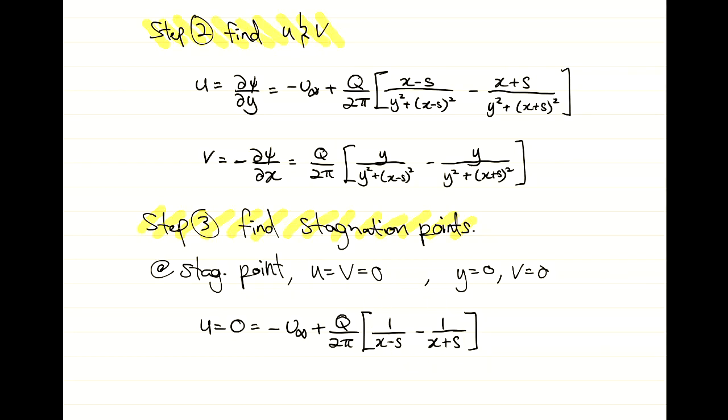Okay, so all I do then is just rearrange this equation here. So hopefully you can see that I'm going to get x squared equals qs over u infinity pi plus s squared. Sorry, there's no qs, it's just q. Okay, so I've just expanded this and then rearranged it to get this equation here. Okay, nothing fancy.